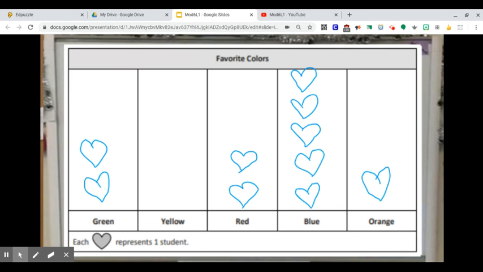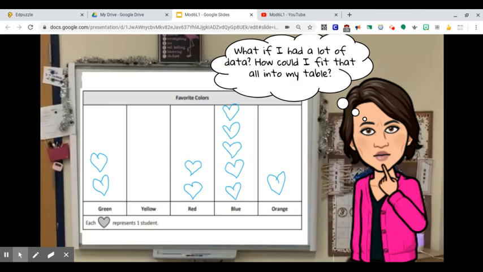Which color was the least favorite? That's right, yellow. Not a single student chose yellow. It appears the least amount of times on our chart, 0 times to be exact.